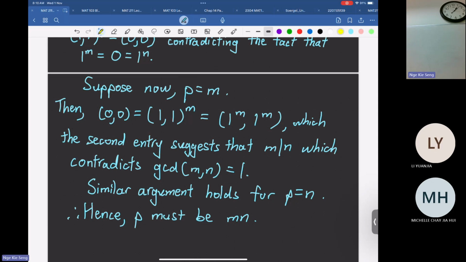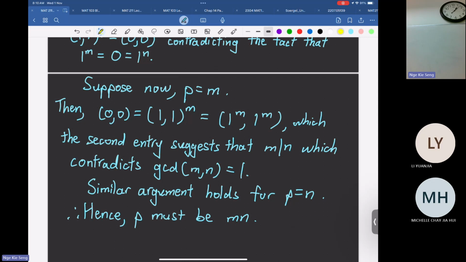So can 1 to the power m go to 0? Cannot, right? To go to 0 in Zn, what happens? You need to be order n for 1, or 2n, 3n, 4n, 5n. You need to be a multiple of n. But m and n are coprime. It's not only not a multiple, they are coprime as well. So it cannot be m as well. So it cannot be any divisor of m.